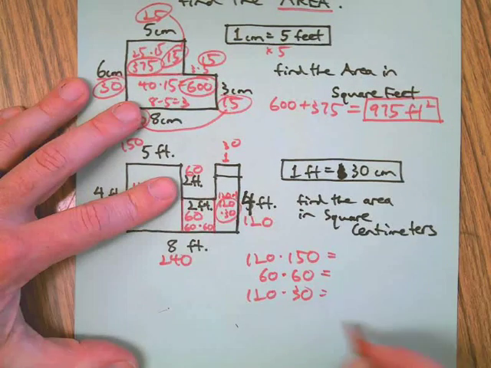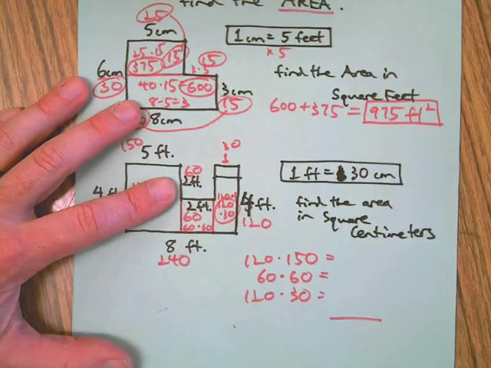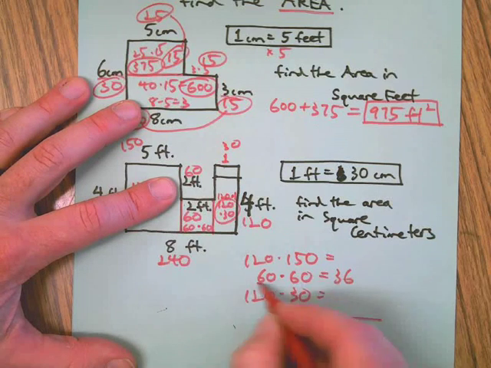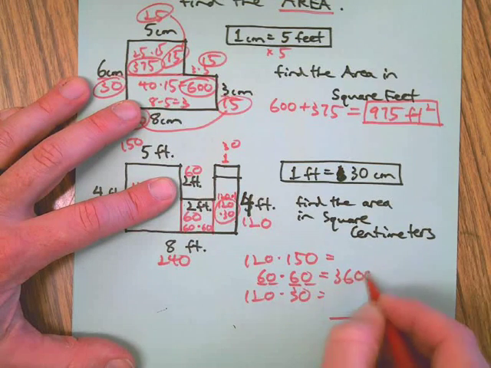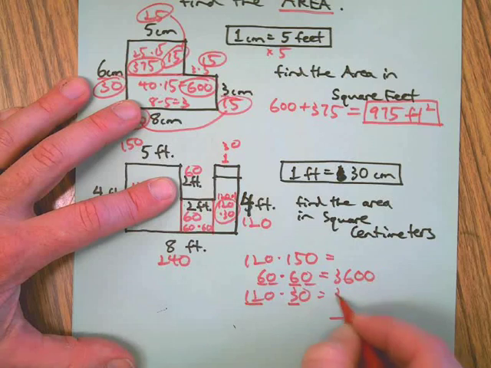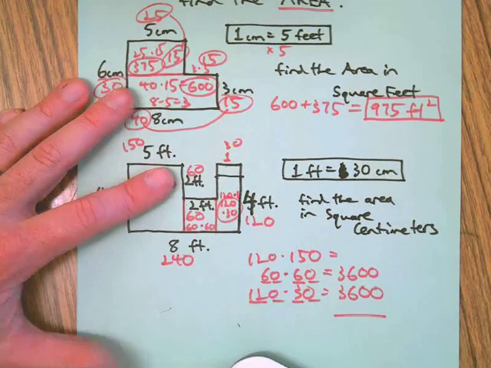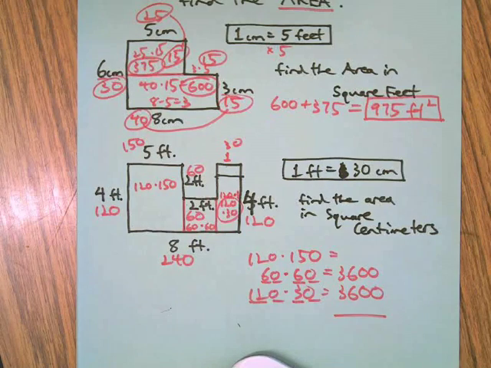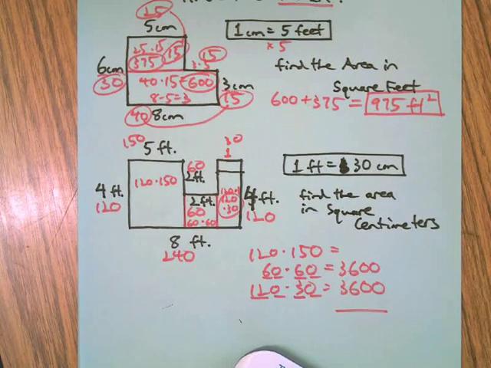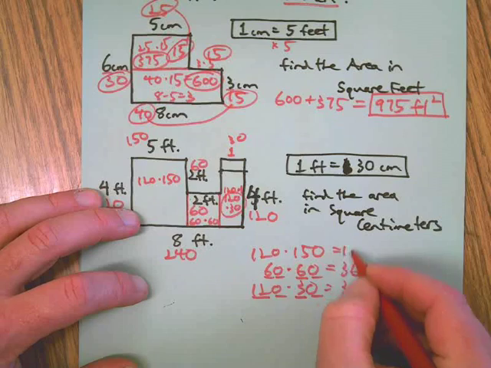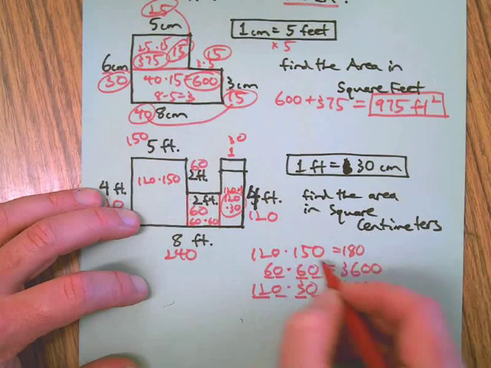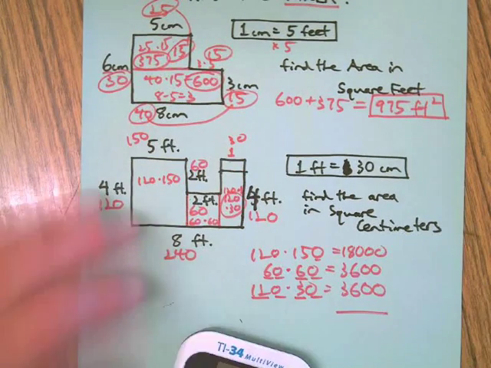Once I get those answers, I'm going to add them all up. Okay? 60 times 60 is, there's 36, and there's the 2 zeros. There's 36, there's 2 zeros. 12 times 15, didn't I just do that one somewhere else? I don't know. 180, plus a 0 and another 0. Let's add them all up.